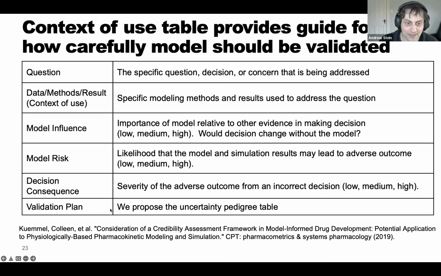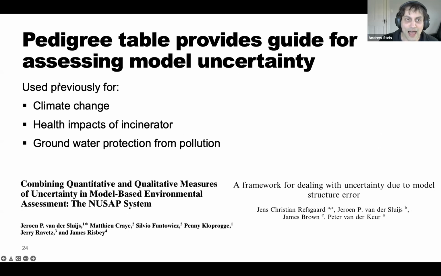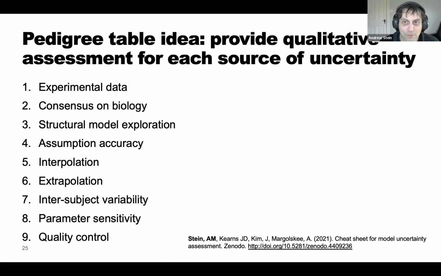But once you have that idea, then the next step is to come up with a validation plan. And there we've tried to learn a lot from folks who spend a lot of time thinking about uncertainty, for things like climate change or health impacts or environmental issues. What they do is come up with what they call a pedigree table, where you identify all the different potential sources of uncertainty, and then you ultimately give each a qualitative score. And so here's an overview of some.